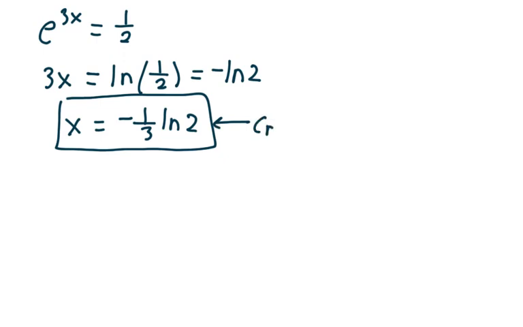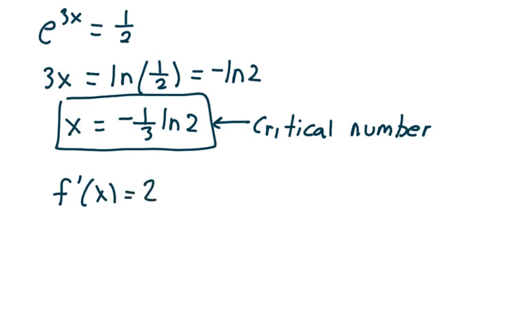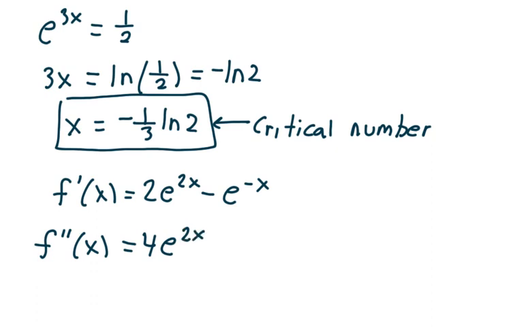Now, the question is, what am I going to do from here? Well, let's go back to the first derivative. The first derivative is 2e to the 2x minus e to the negative x. If I take the second derivative, I get f double prime of x is 4e to the 2x plus e to the negative x. So it's just chain rule. And what I'm going to do is plug that critical value inside the second derivative.